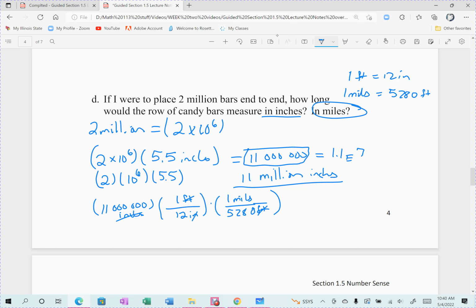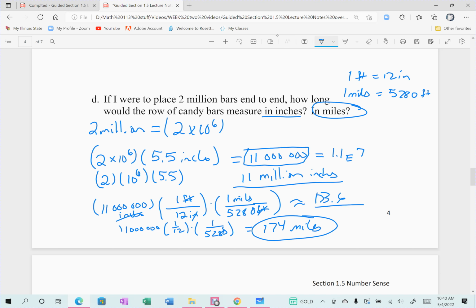All right, so you're going to take your 11 million times 1/12, or divide by 12, times 1 over 5,280, or again, divide by 5,280. When you do that, it comes out 173.6, so I'm just going to round up to 174 miles. It's a lot of candy. If we line up 2 million Hershey's bars end to end, it will occupy about 174 miles. Again, 173.6 is what I get when I multiply it out.